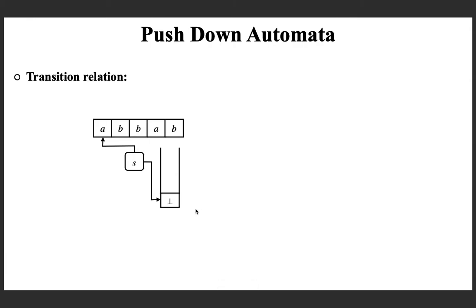Now, let us recollect what a transition relation is in a push down automata. Recall that now we are recalling the transition relation in a non-deterministic push down automata, and that is why it is a transition relation, not a function.